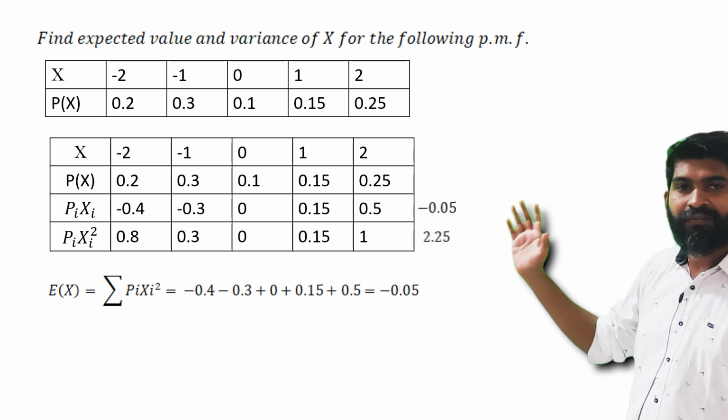Okay, but that is not the variance. The variance is calculated in such a way. Variance is summation of pi xi square, that is 2.25, minus the expected value square, that is square of 0.05. So simplifying this, we should get our variance as 2.2475. Okay, so this is how we calculate the variance and the expected value. Now, if we need to calculate the standard deviation, it is nothing but square root of the variance. So taking the square root of this value, we'll get our standard deviation as well.